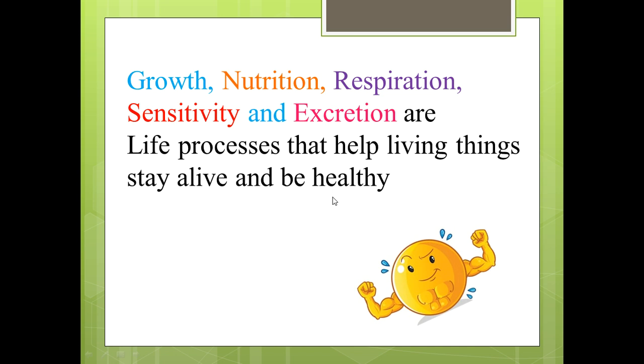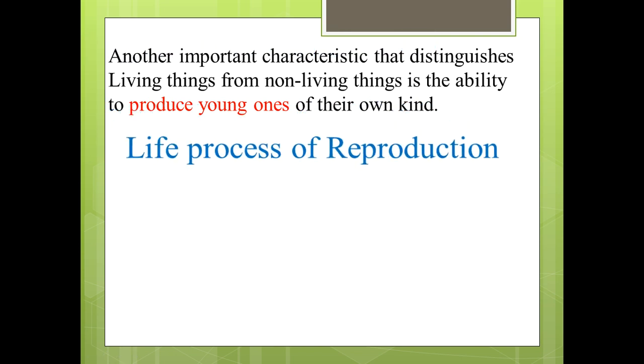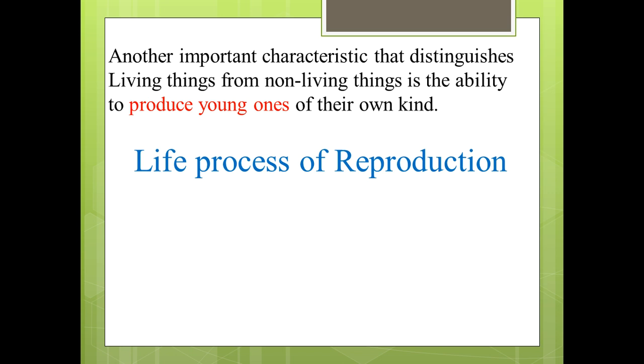Yes, children. Now we have another life process that we are going to discuss. An important characteristic that distinguishes living things from non-living things is the ability to produce young ones of their own kind. So one more important difference between the living and non-living is that a living thing can produce its young ones. So now we are going to see the life process of reproduction.